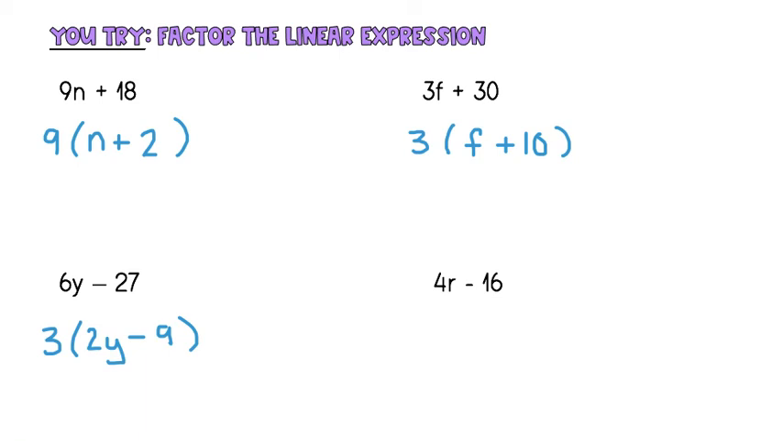And 4r - 16. Both of these terms can be divided by 4. 4 divided by 4 gives me 1, so 1r. And negative 16 divided by 4 is a negative 4.